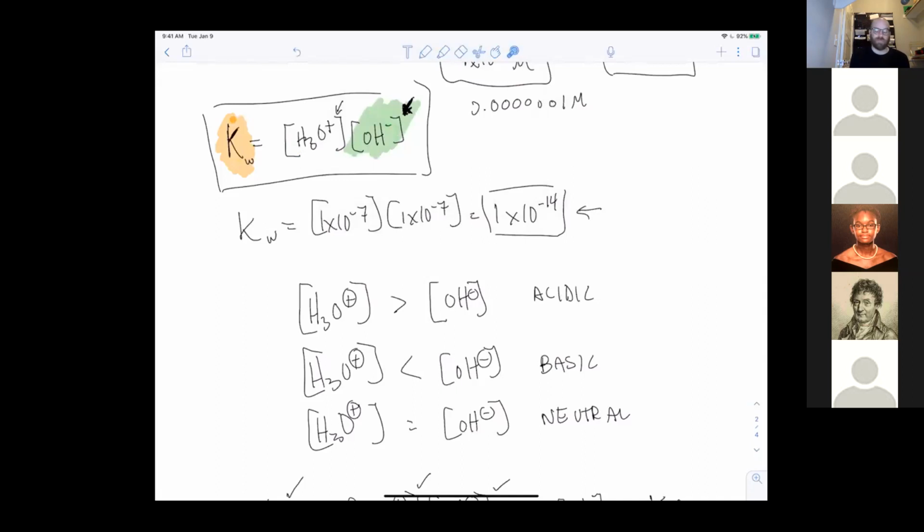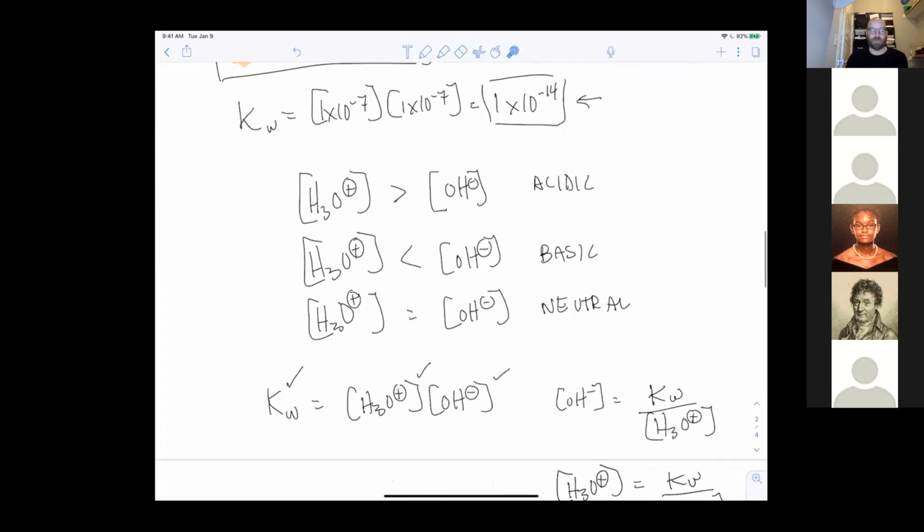And Kw just gives us a mathematical relationship for that, which is to say that if I increase the concentration of OH minus, then H3O plus must go down. And the same is true: if I increase the concentration of H3O plus, then the concentration of OH minus must go down. So that's what Kw allows us to do.